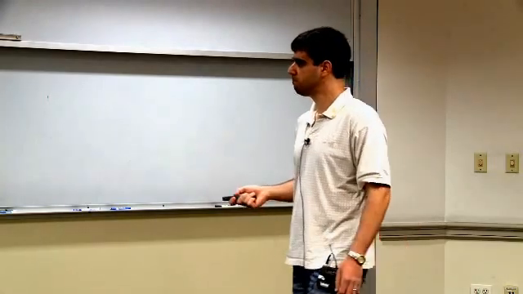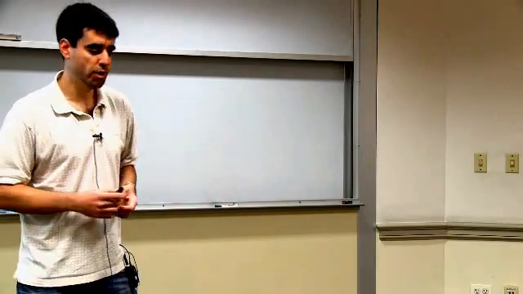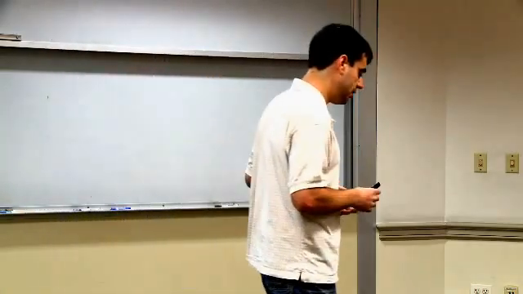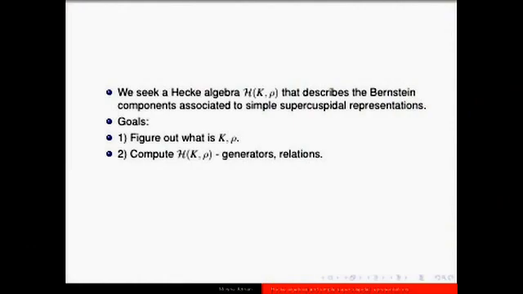Okay, so let me remind you what we're trying to do. We're trying to find a Hecke algebra, a canonical Hecke algebra that describes these Bernstein components. And a priori, there's no reason to be able to guess what sort of compact open K this should be, as well as what rho should be. But that's part of this work, to find a canonical Hecke algebra that describes these Bernstein components.